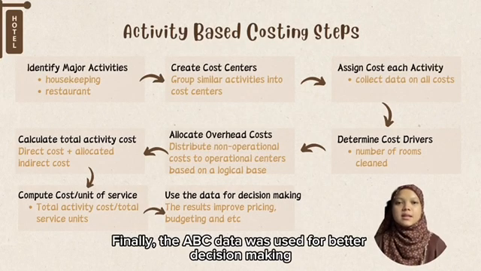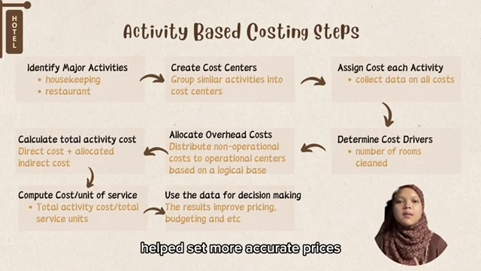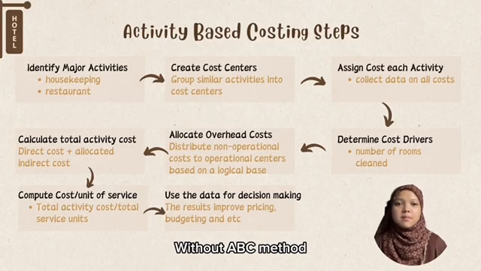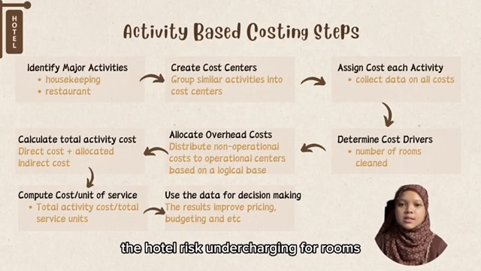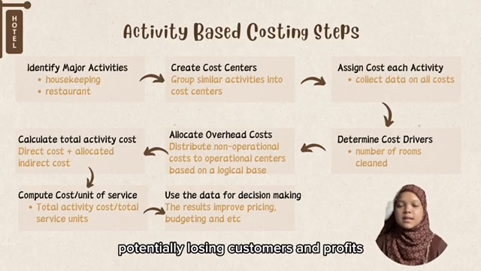Finally, the ABC data was used for better decision making. It provided clearer insight into which services were profitable, helped set more accurate prices, and supported better budgeting. Without the ABC method, the hotel risked undercharging for rooms and overcharging for food, potentially losing customers and profits.